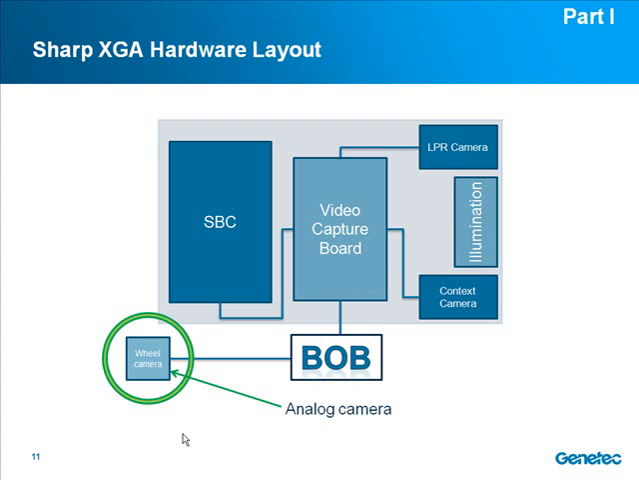This is a normal analog camera that is connected through the breakout box, or BOB. The breakout box is also responsible for providing power to the Sharp camera and to the wheel camera. We're going to see more on the breakout box in a minute.